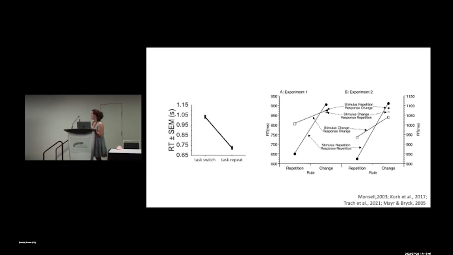So in this somewhat confusing figure, all I want you to take away is that you can see a task switch cost there. They're calling it a rule. There's slower reaction times when the rule is switching, and also a stimulus switch cost. So people are slower to respond when the stimulus is switching, even when that task is staying the same. So this gives us an idea that the switch costs in our own task might be additive similarly.